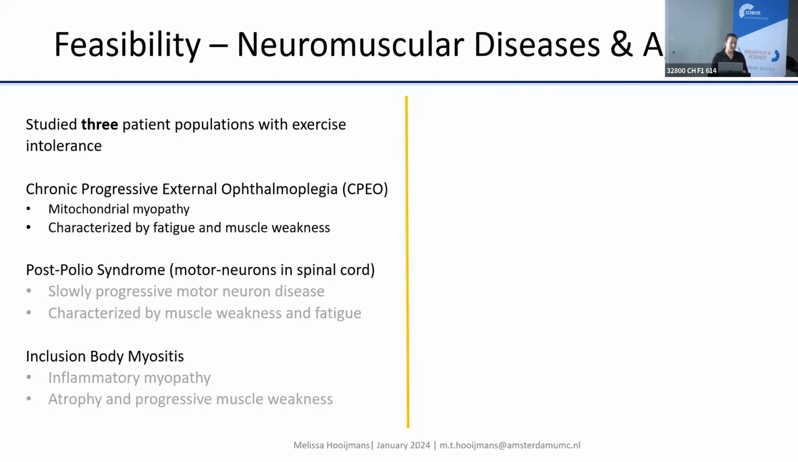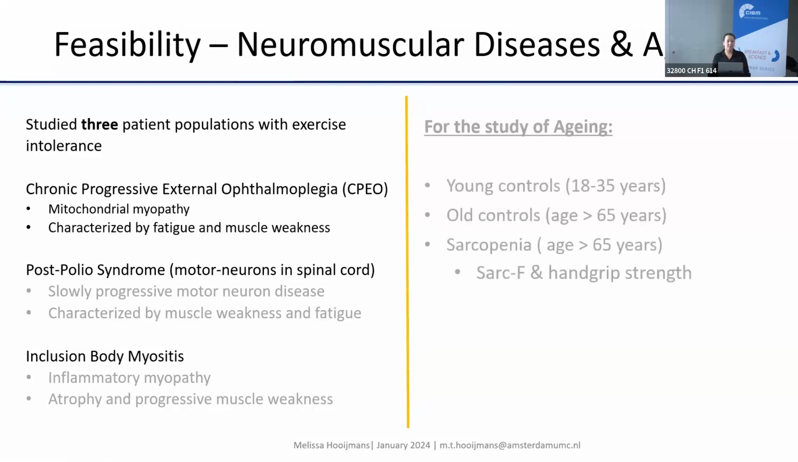And this specific disease is characterized by muscle fatigue and also muscle weakness, and it starts primarily in the eyes and then moves towards the other muscles in the body. And in addition to that, we also investigated 2 other patient populations, but I'm gonna leave that for now because we're not going to focus on that. And we did the same for the aging population, where we investigated young controls, older controls, and older controls with accelerated form of aging.